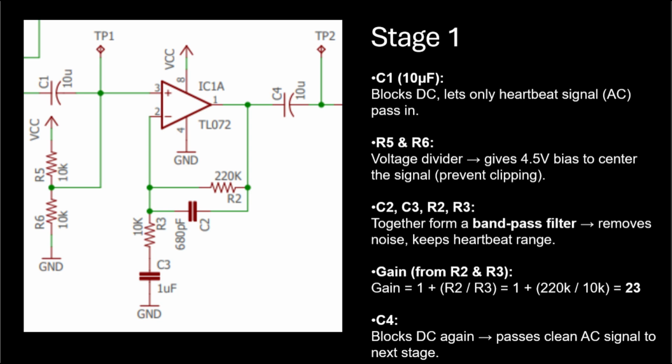At the input C1, a 10 microfarad coupling capacitor blocks the DC bias from the microphone while allowing the AC heartbeat signal to enter the op amp. A voltage divider made up of R5 and R6 biases the input to meet supply at 4.5 volt.